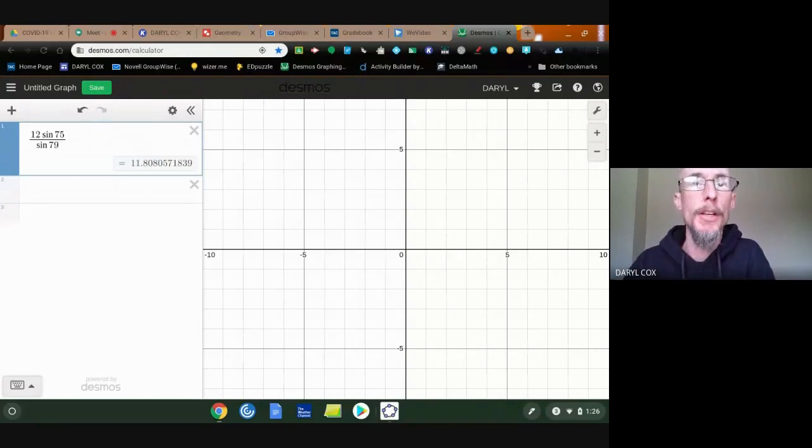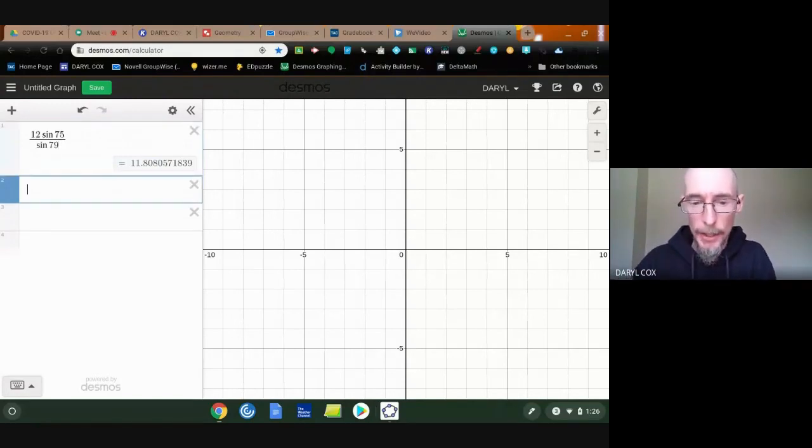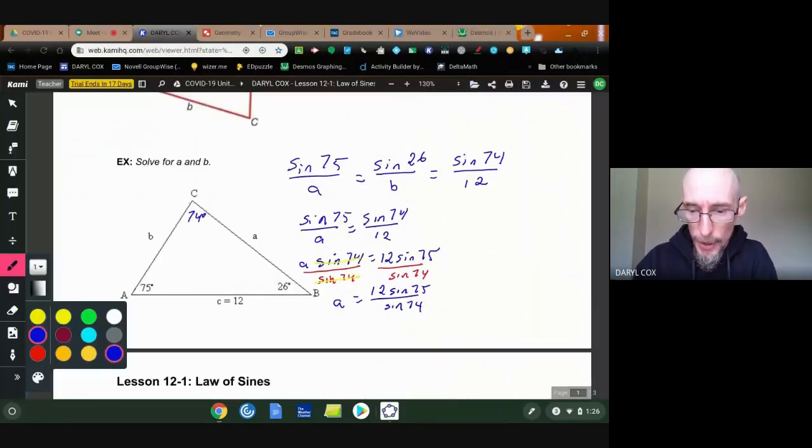If you've got a calculator that's doing this in parts, like your basic calculator, you might want to do your numerator, get a decimal, and divide that by the sine of 79. That way you're less likely to get a mistake. Okay, but in this case, I get 11.8081. And there's our solution. So A equals 11.8081.